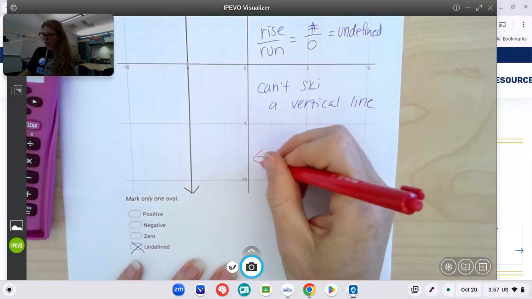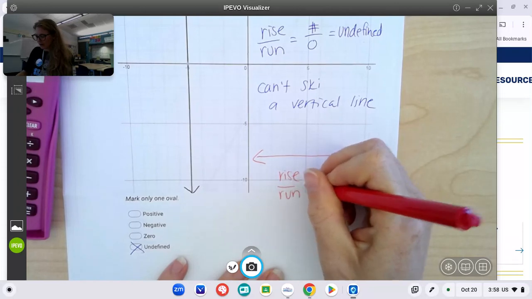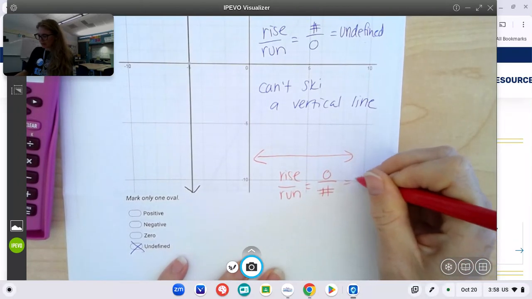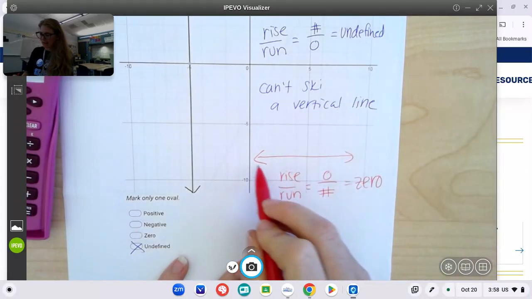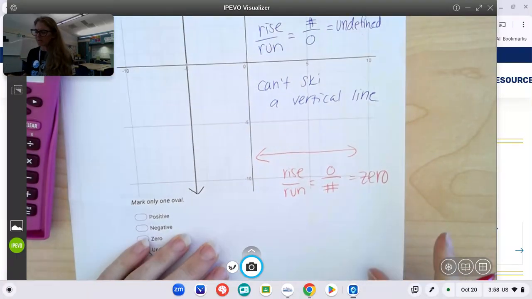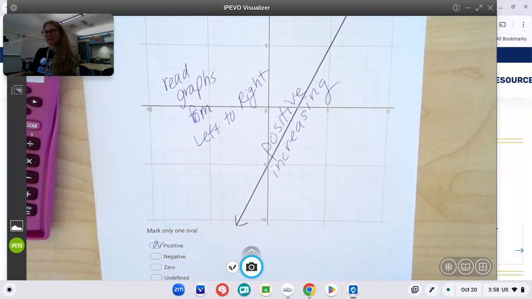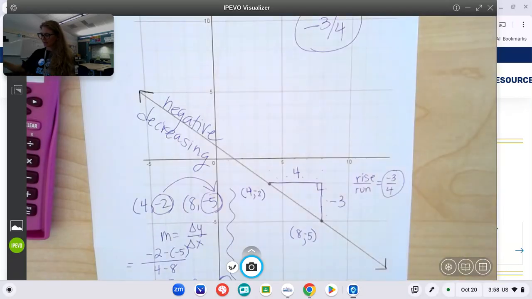Where if you had a horizontal line, our rise over run ratio is 0 over a number, which gets you 0. You can ski a horizontal line, but it is 0 fun. Looking at the next one, we read graphs from left to right. It is a positive slope. It's increasing from left to right.